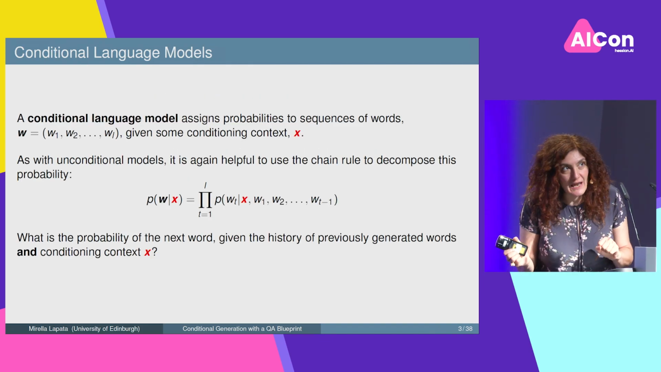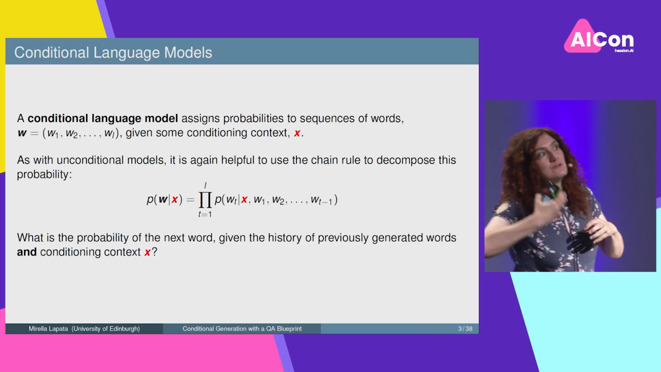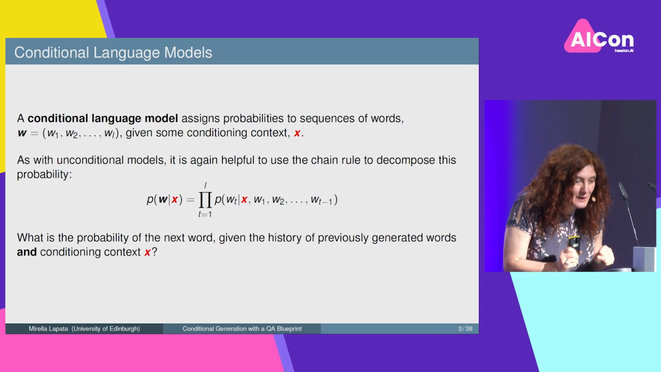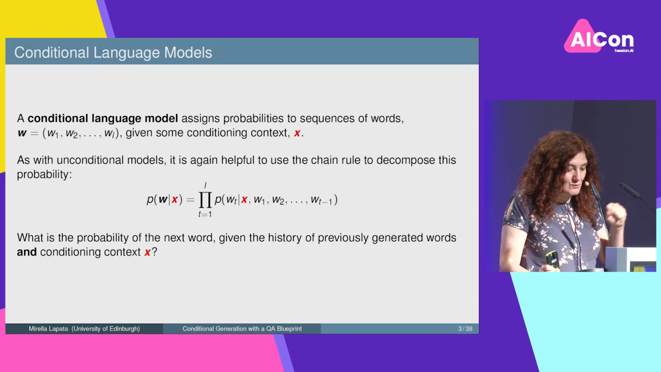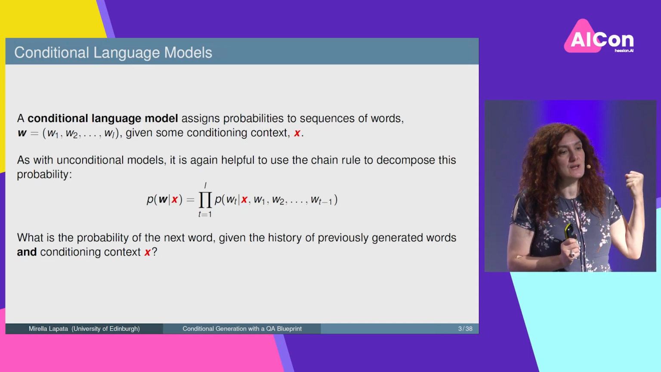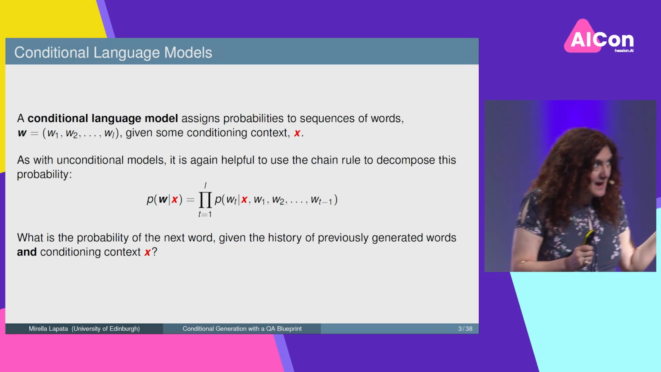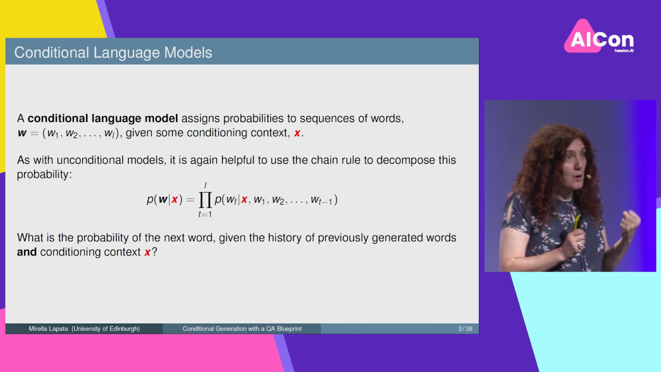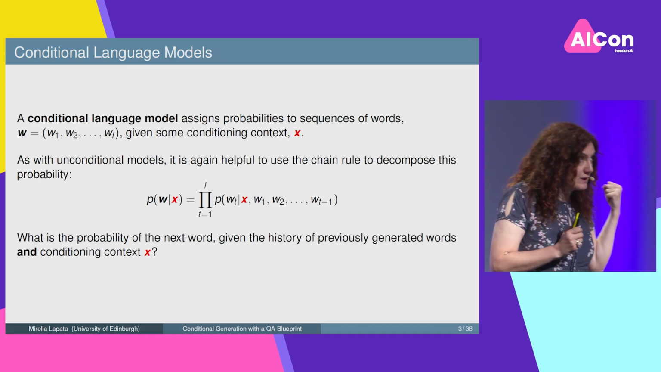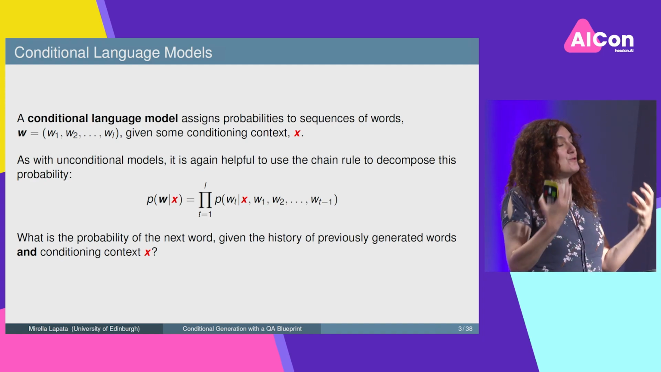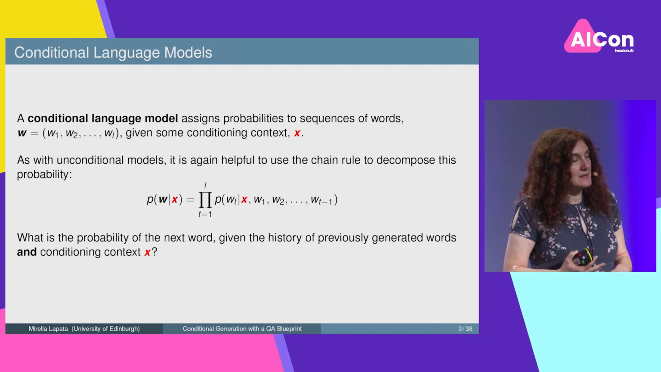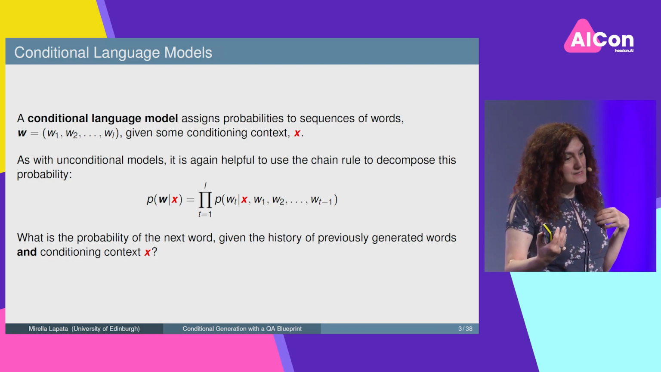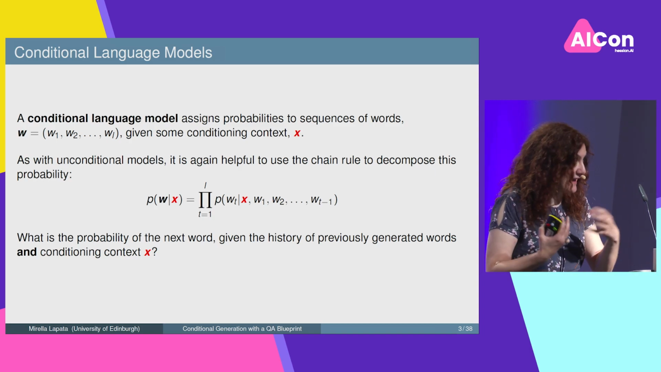And then we have conditional language models. And remember, I'm talking about conditional generation, so this is what I will be focusing on. A conditional language model assigns probabilities to sequences of words given some conditioning context. And again, as with unconditional language models, we use the chain rule to decompose this probability. So what we're going to be estimating using our huge language model is the probability of the next word given the history of the previously generated words and some conditioning context, X.